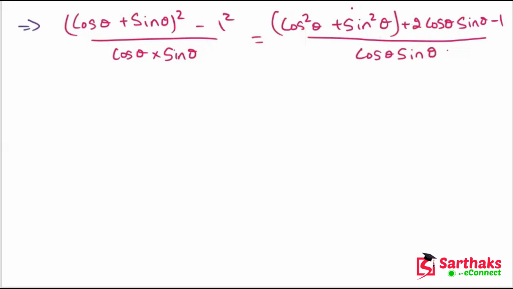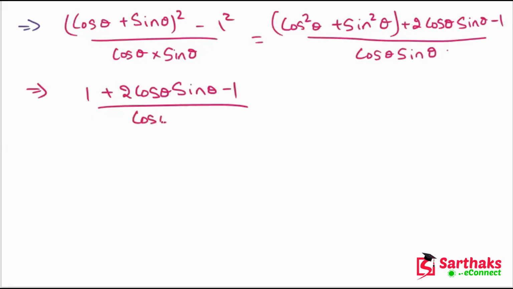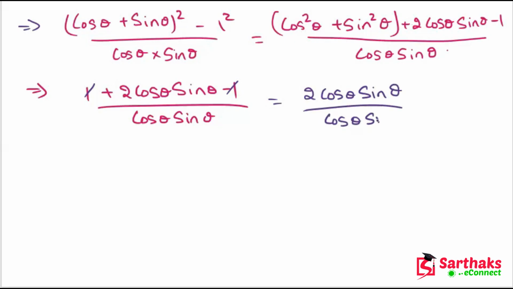Now this expression will become 1 because cos square theta plus sin square theta is 1. So we get 1 plus 2 cos theta sin theta minus 1, divided by cos theta sin theta. And this 1 will be cancelled. So we get 2 cos theta sin theta divided by cos theta sin theta. Now in this case cos theta cancels, sin theta cancels. So we get 2 as the answer.